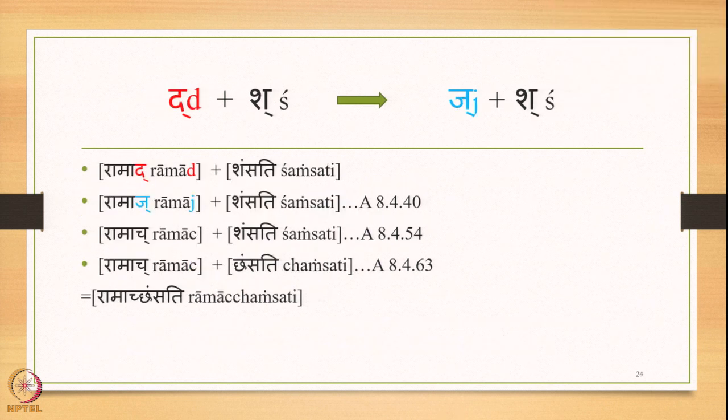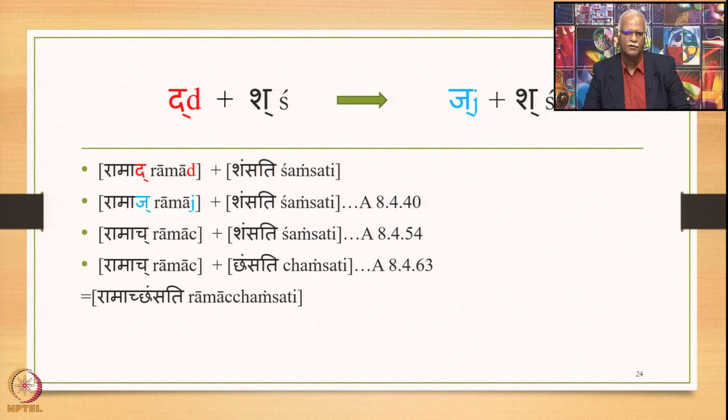Then we have da plus c as the input, and 8.4.40 applies, and the output generated is ja plus ś. So we have Ramad plus śaṃsati, where the d is substituted by ja, and we get Ramaj śaṃsati. Then ja is substituted by c, Ramac śaṃsati, and then ś is substituted by ch. So we have Ramacchaṃsati.